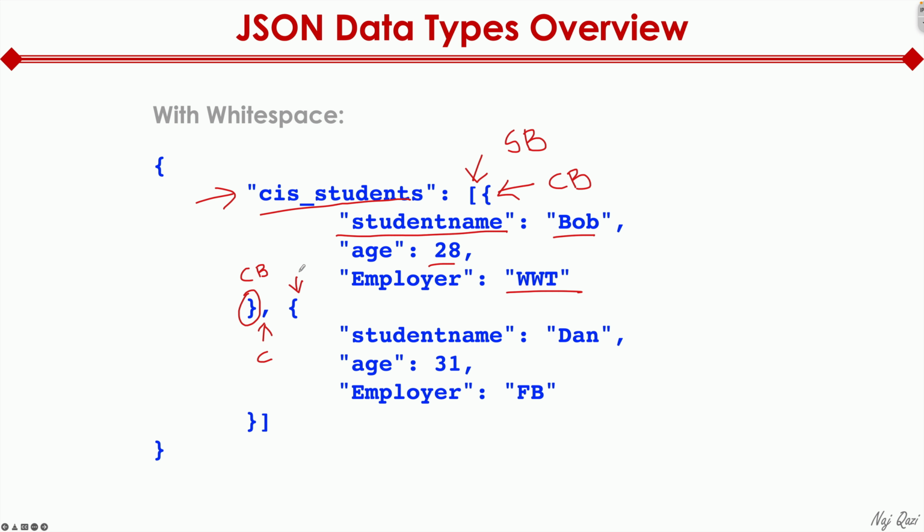And then we have a starting curly bracket for the second student. So student is Dan, age 31, employer Facebook. And then we have the ending curly bracket. And then we have the ending square bracket. And then we have the ending curly bracket to end the entire code. So as you can see, here we're showing computer information system students, let's say in a college or a university, and different attributes associated with each student in that course.